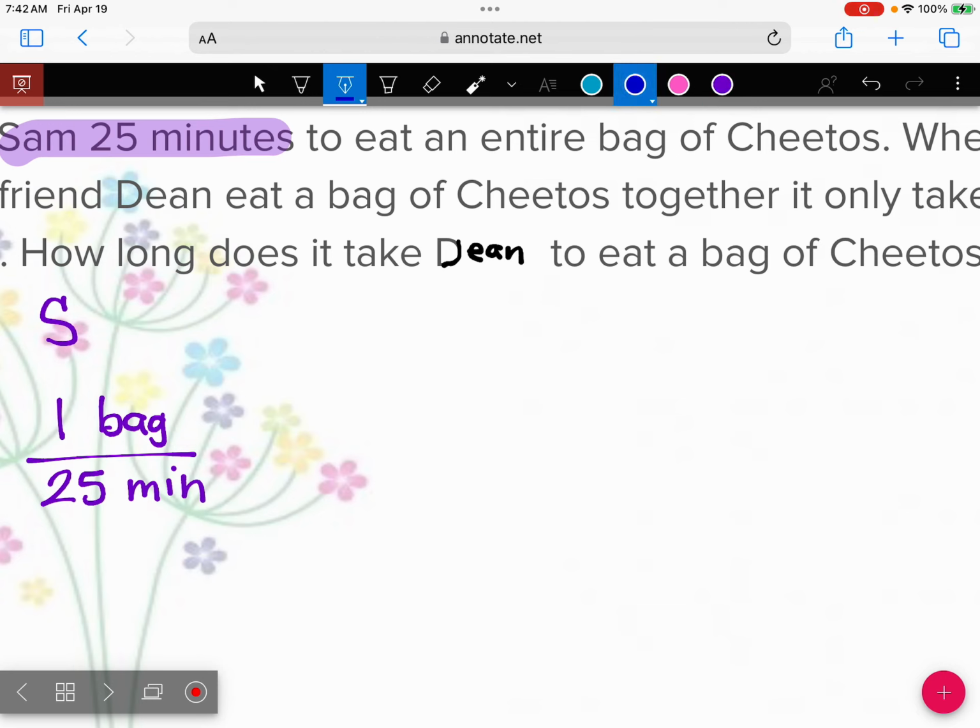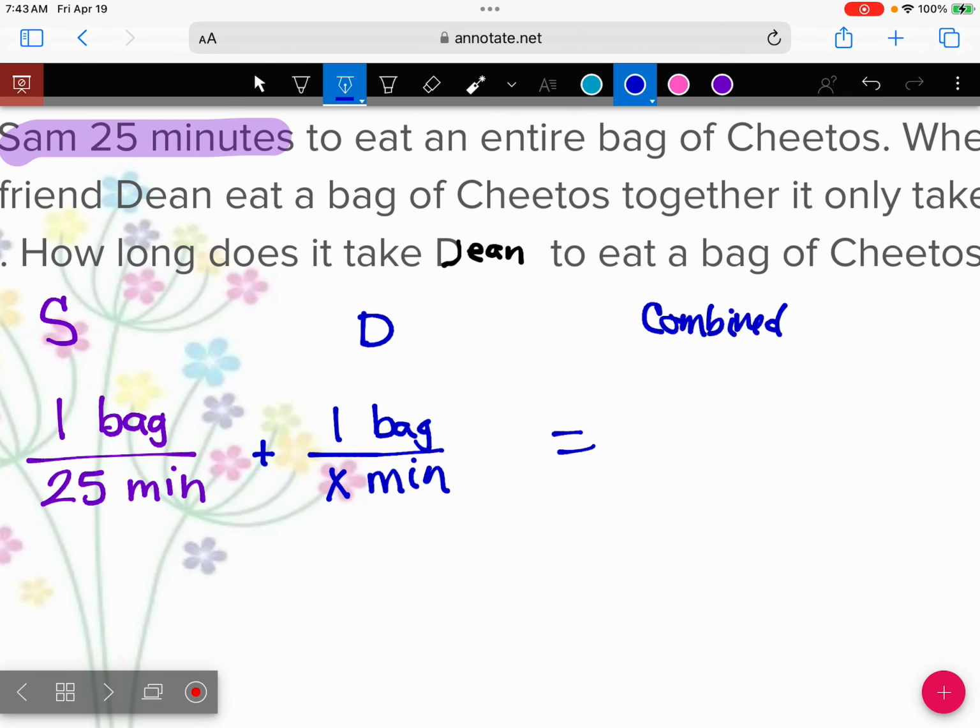Usually we would take Sam and Dean and add them together. But I don't know anything about Dean's rate. I don't know how long it takes him. So we know he's going to eat one bag, but we don't know how many minutes. So we're going to use our variable. So it's going to be x minutes. Because what I do know is that combined, they will eat one bag in 14 minutes. So it's just slightly different.